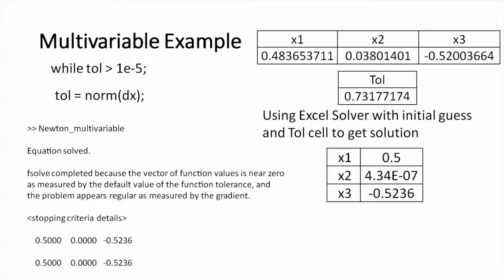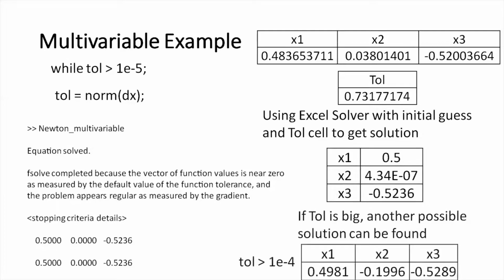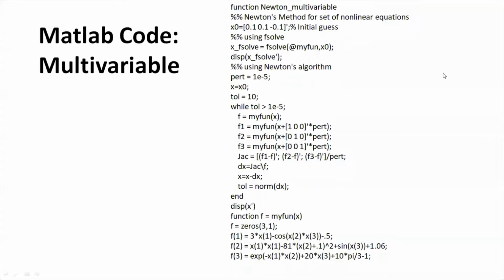In Excel, we encountered a problem where if the tolerance is too big, another possible solution can be found. For example, x1 is 0.4981, x2 negative 0.2, and x3 negative 0.529. And here's the MATLAB code all together in order for it to work.